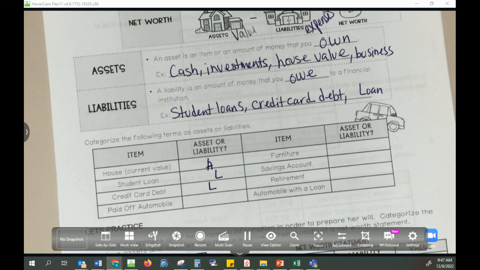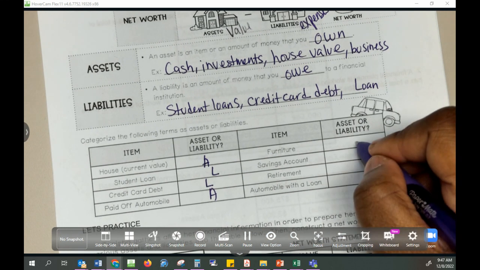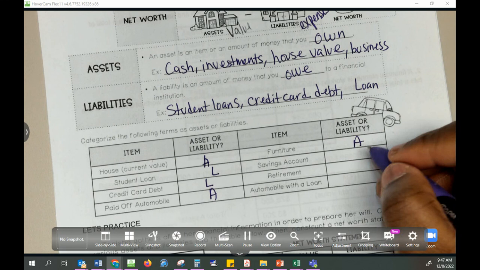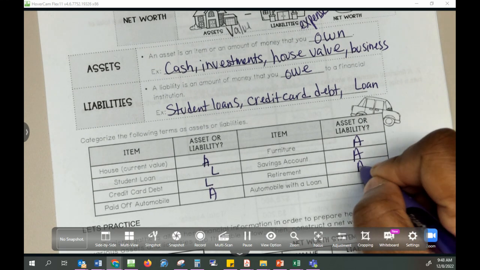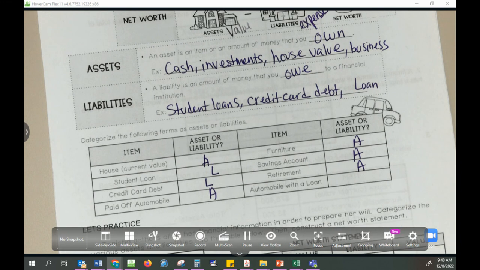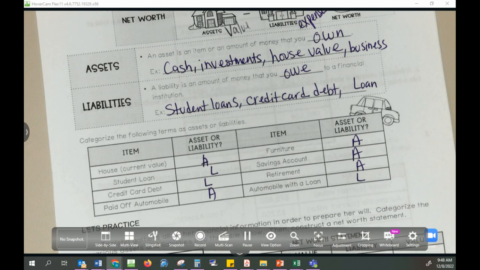What about when you pay off your car? Is that an asset or a liability? It's an asset. What about your furniture? Asset. Savings account. Yep. Retirement. And then your automobile with a loan. That's a liability until you pay it off.